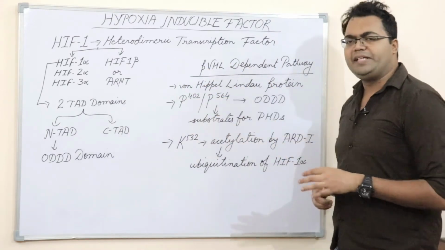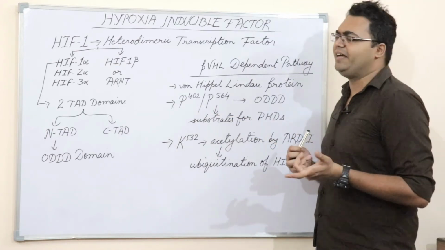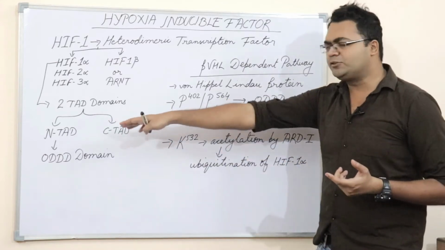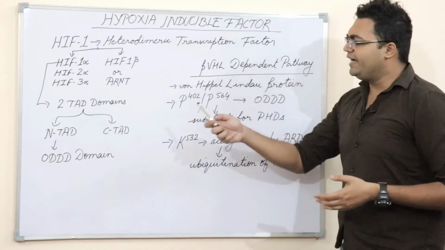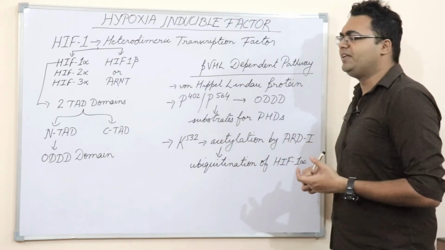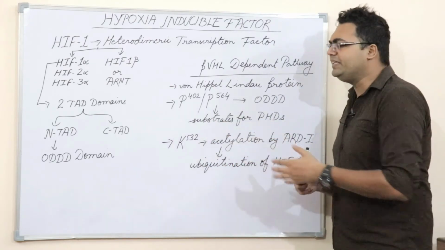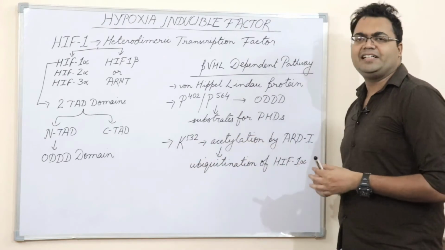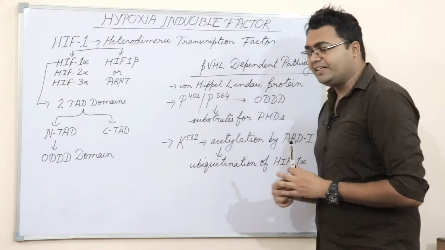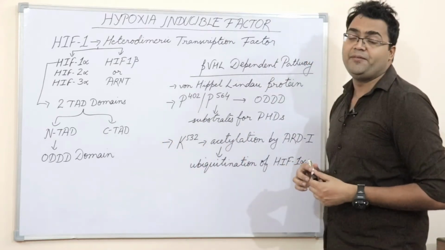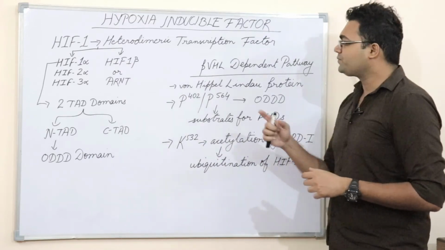HIF1 alpha is made up of two TAD domains. TAD means transactivation domains, or transcriptional activation domains. The TAD domains could be subdivided into two parts. One part is NTAD, the other is the CTAD. NTAD is known as the NH2 or N-terminal transactivation domain, whereas the CTAD is known as the carboxyl, COOH, or C-terminal transactivation domain. The NTAD coincides with yet another specific domain known as the ODD domain, which is of huge implication, known as the oxygen-dependent destruction domain.